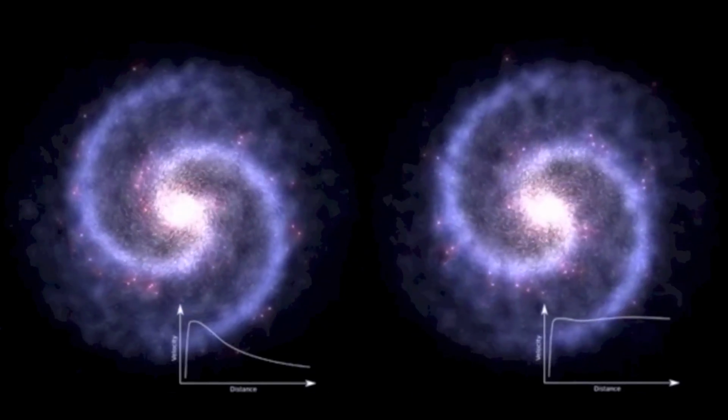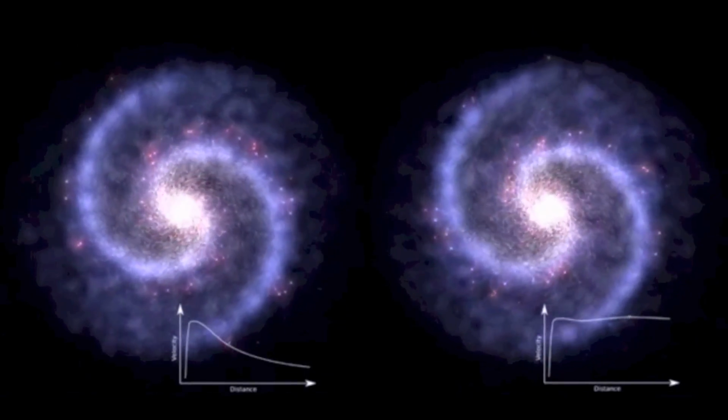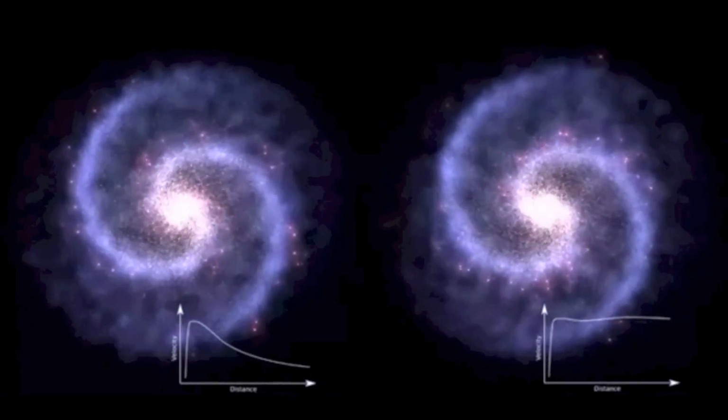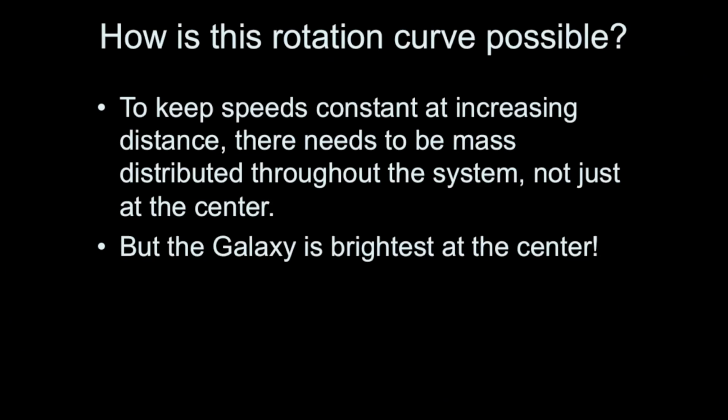So what we see on the left is a galaxy that has orbital speeds slower as you get further from the center, and on the right is a galaxy with high speeds that stay constant further from the center. So how is a rotation curve like that possible? In order to keep the speeds constant at an increasing distance, there needs to be mass distributed throughout the entire orbital system, not just at the center.